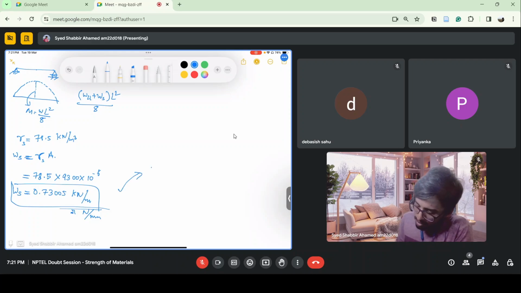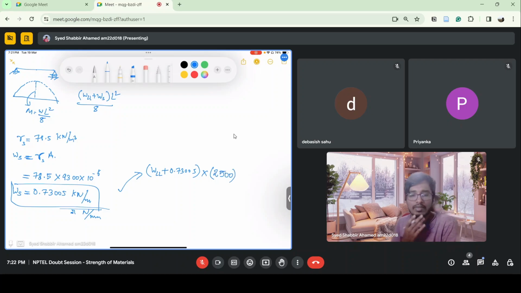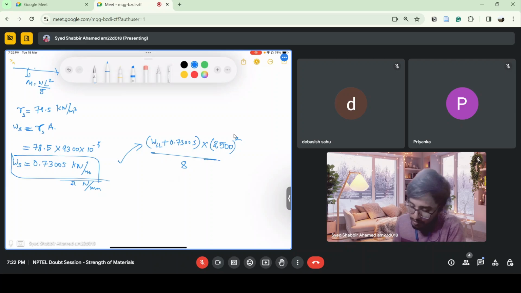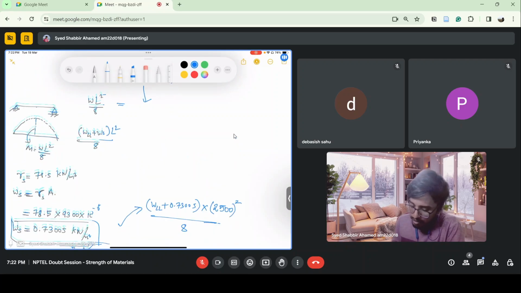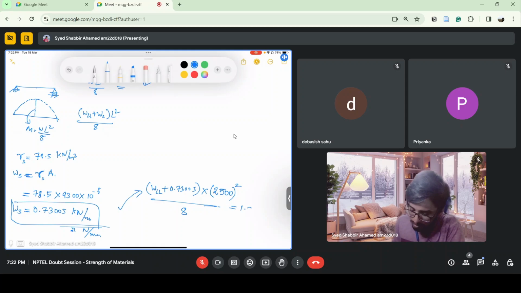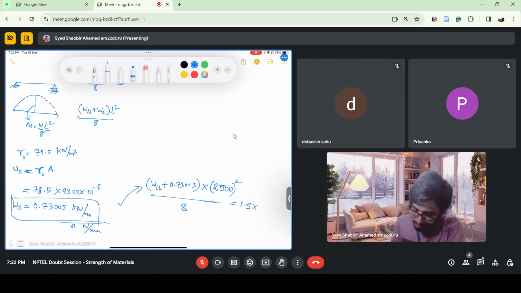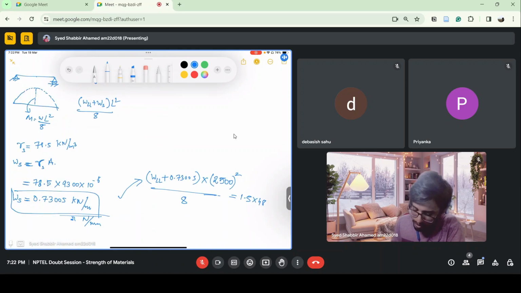So WLL plus 0.73005 into 2.5, right? The length of the beam is in meters, so I'll take this in mm. So 2500 square by 8 should be equal to 1.5 into 4829750.